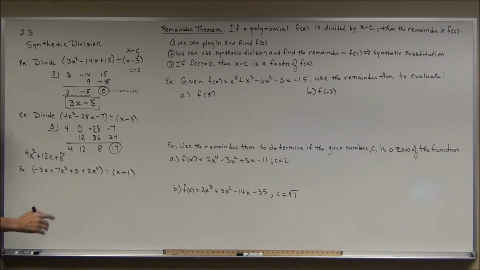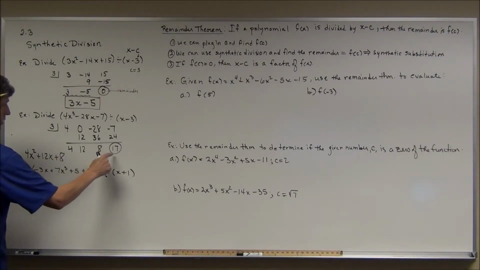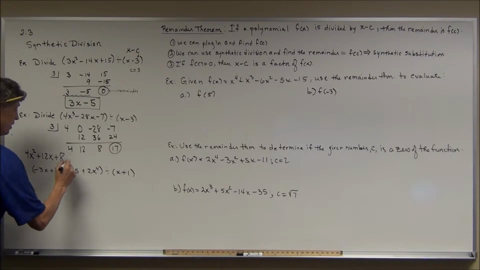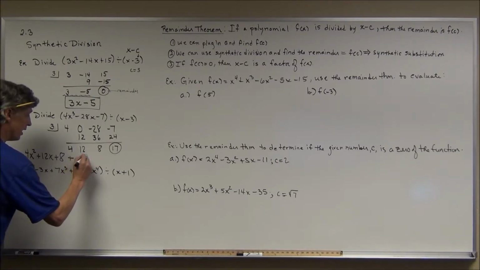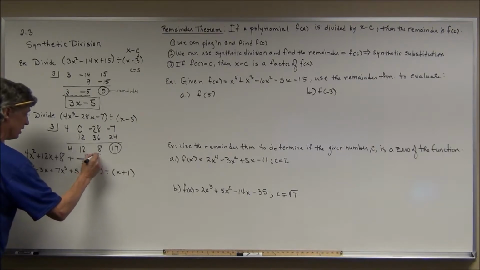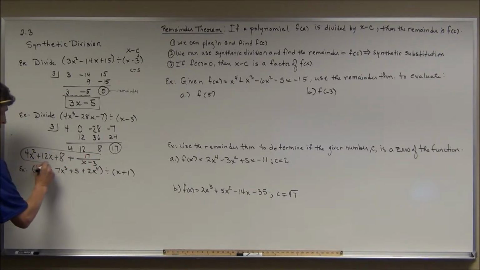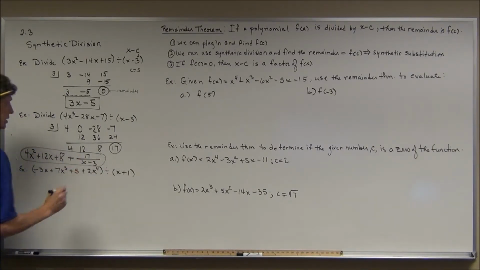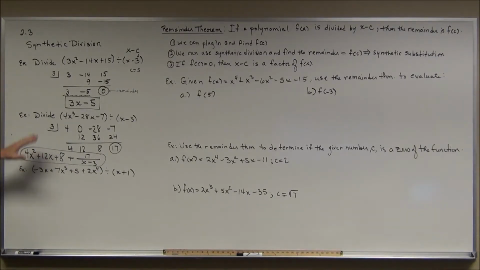Now, how do I write my remainder? I write my remainder the same way as I did before. I have a positive 17 here, so plus 17 all over my divisor, x minus 3. I kind of squeezed it in there, but there's my answer. Now, if you do this in a more traditional manner, you're going to use all of this space, not just this. This is much more efficient.